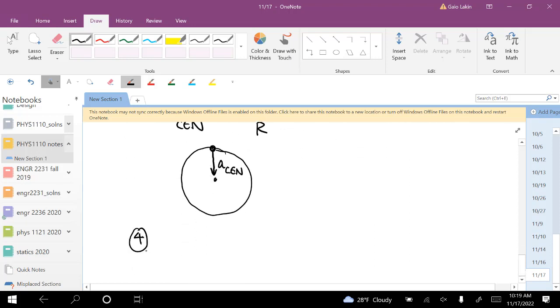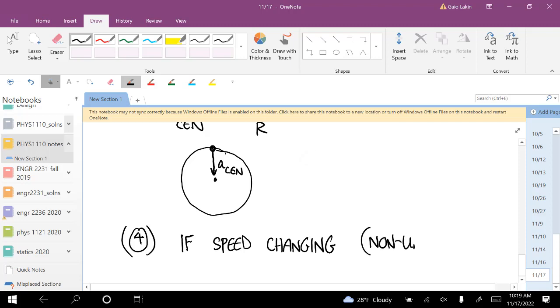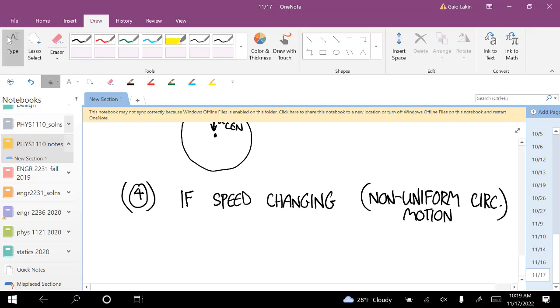Fourth, this one sometimes you do and sometimes you don't. If the speed is changing, in other words, if it's non-uniform circular motion, then draw the tangential acceleration based on whether it's speeding up or slowing down. This is just like the stuff that you did in lab.